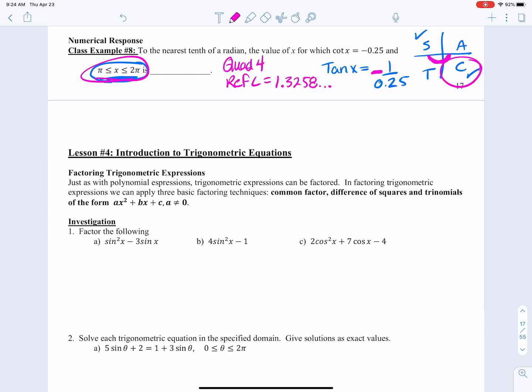And now I'm going to go ahead and find theta. So in quadrant 4, I take 2 pi and I minus my reference angle to find the quadrant 4 angle. So that's going to be 2 pi minus 1.3258, and I end up with 5.0 radians. And I'm going to the nearest tenth as the question asked.